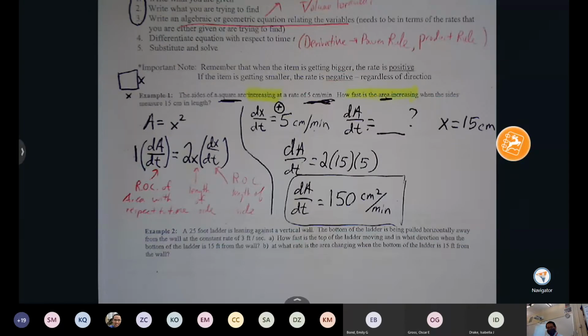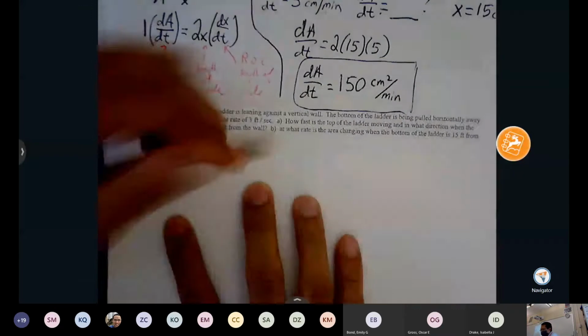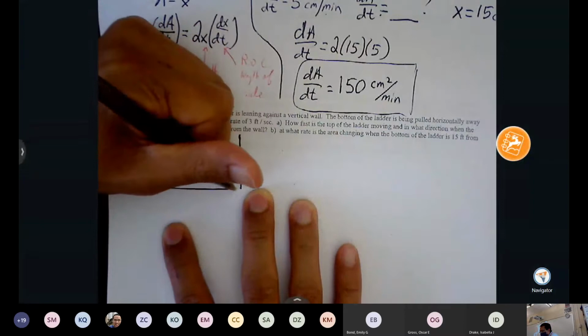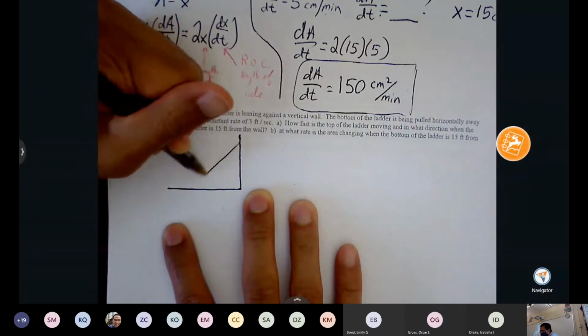All right, are we okay with number 1? Okay. So number 2. Let's read this problem here. We have a 25-foot ladder leaning against a vertical wall. The bottom of the ladder is being pulled horizontally away from the wall at a constant rate of 3 feet per second. How fast is the top of the ladder moving, and in what direction, when the bottom of the ladder is 15 feet from the wall? So let's draw a diagram for this. Here's my wall, here's the ground, and here's my ladder.